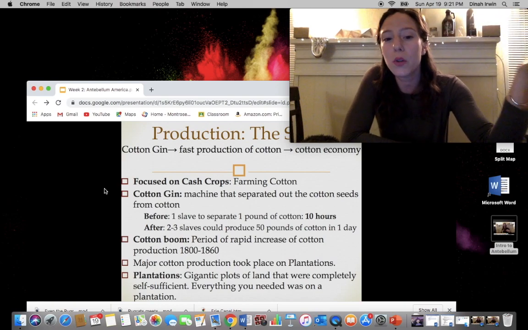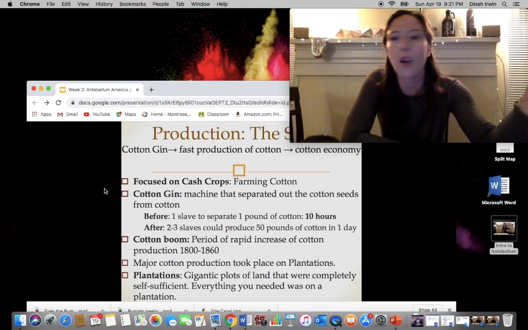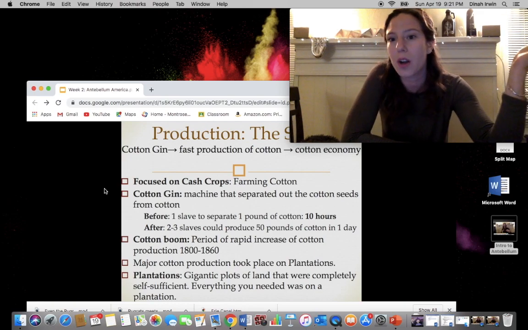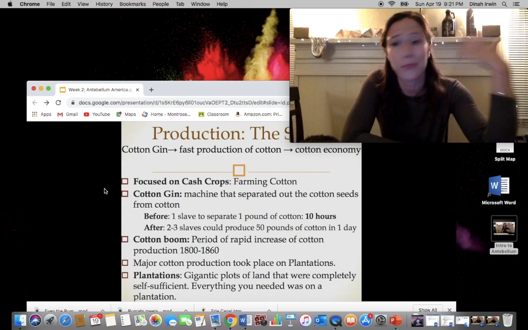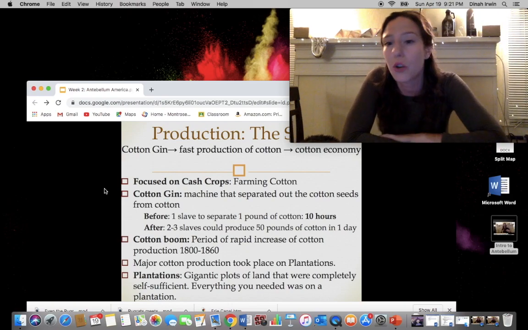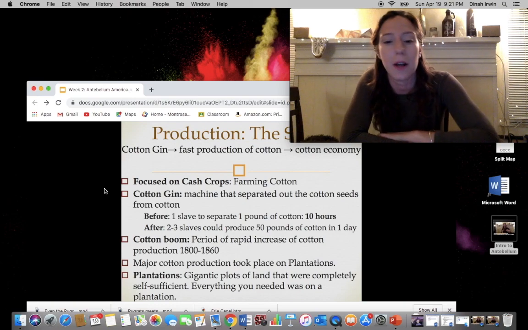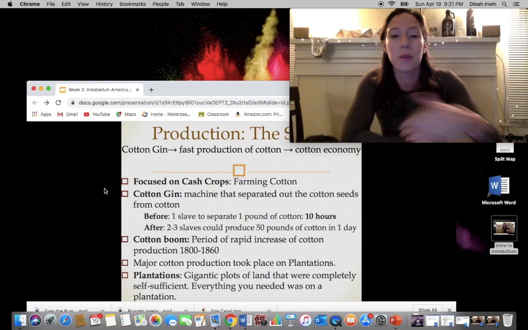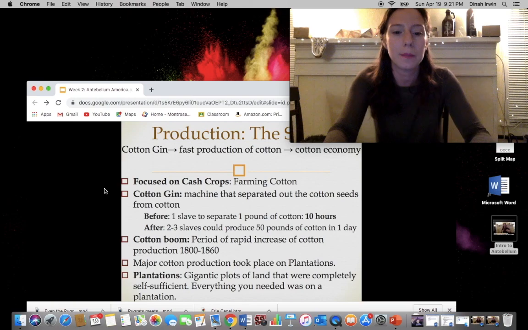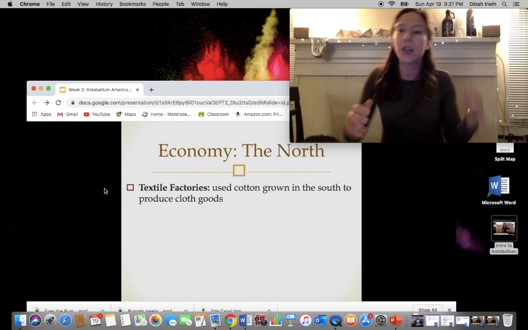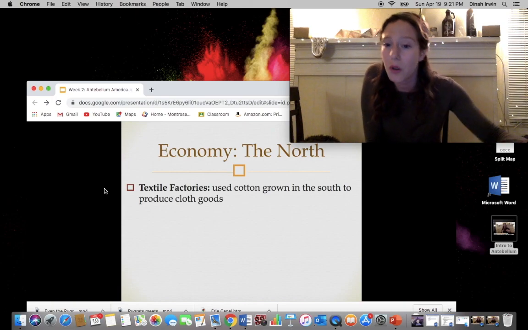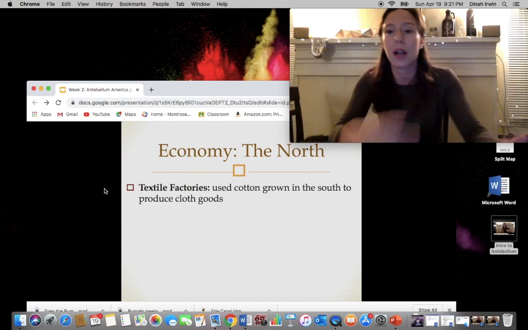So really, people who owned plantations only left to go to parties or go buy fancier things, but they were self-sufficient. There was really no reason to leave a plantation. You had everything right there. It was like a little mini town, okay? All right, so economy in the North, our textile factories are going to use cotton grown in the South to produce those cloth goods, okay?